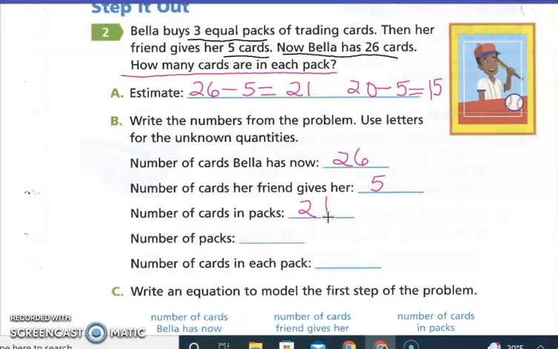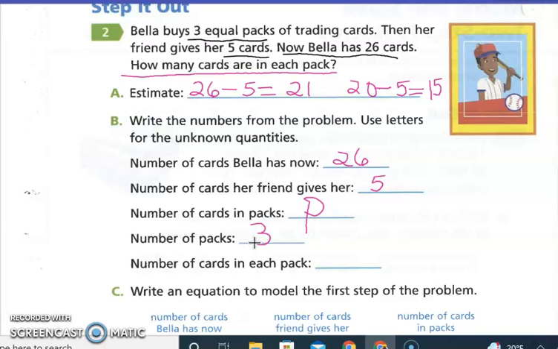Okay? That would be a P. Number of packs is our P. Number of cards in the pack. Sorry. Here we go. We're going to put a P here. We're going to put our P on number of cards in the pack because we don't know yet. Okay? How many packs are there? 3.